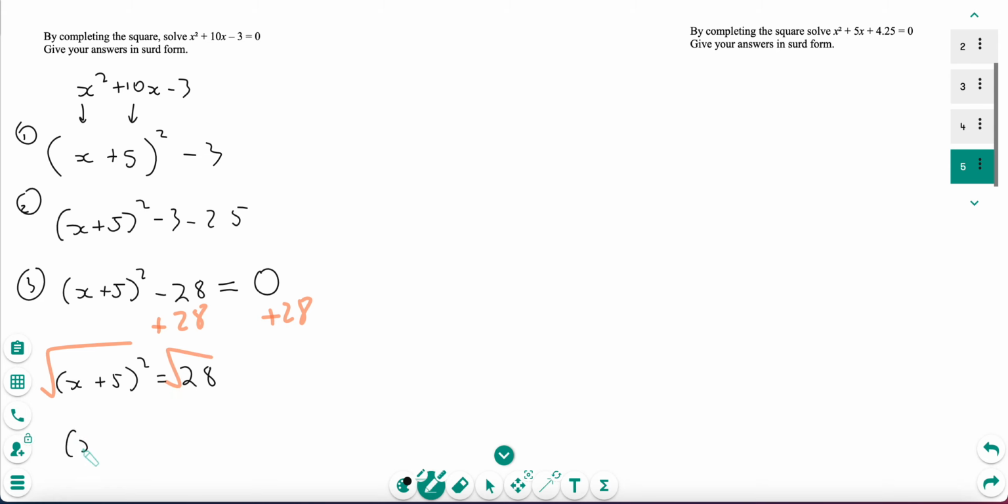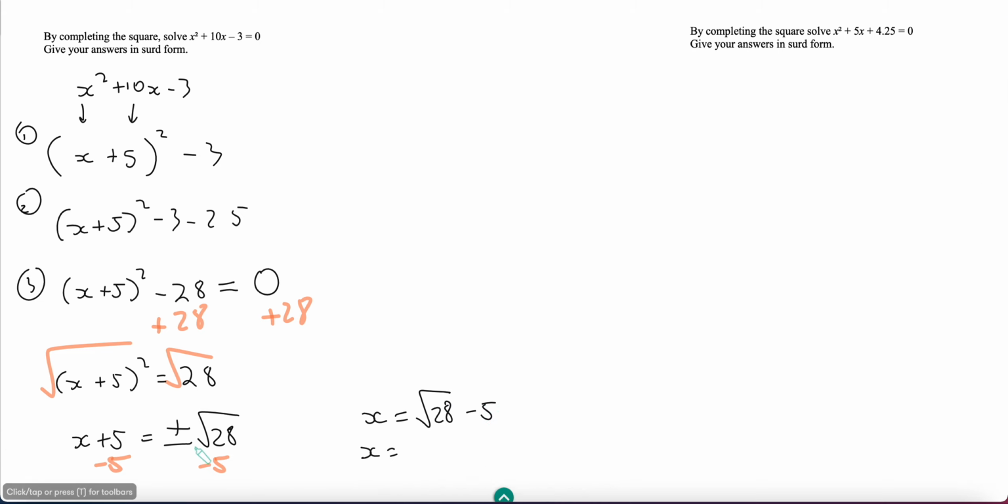So x, we don't need the brackets anymore. X plus 5 equals the square root of 28. We'll leave it as a surd. This is called a surd. When you square root a number, you have 2 answers, positive and negative. So it's going to be positive, negative root 28. And then how do you get rid of that +5? We're going to minus 5, minus 5. So x is equal to, the first answer is going to be positive root 28 minus 5. And the second answer will be negative root 28 minus 5.